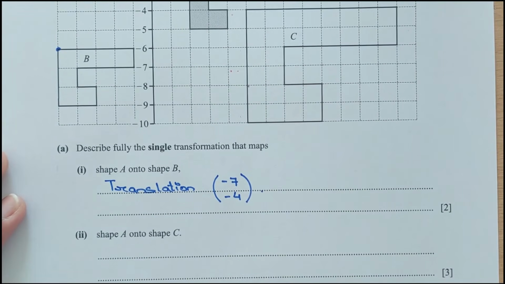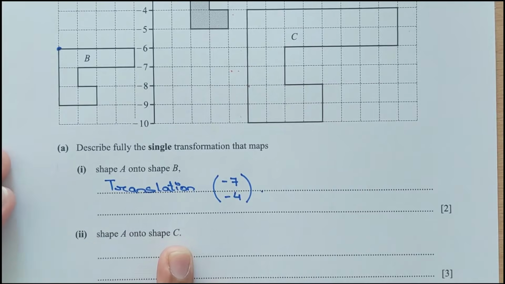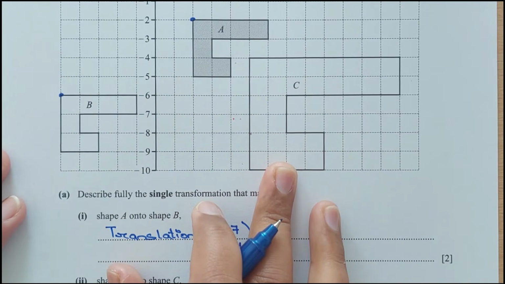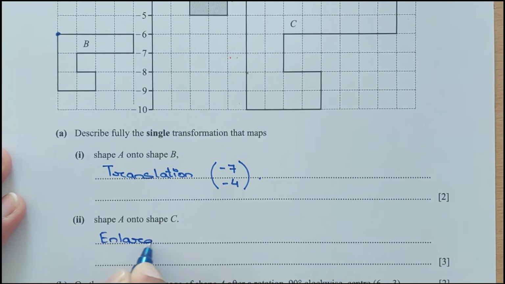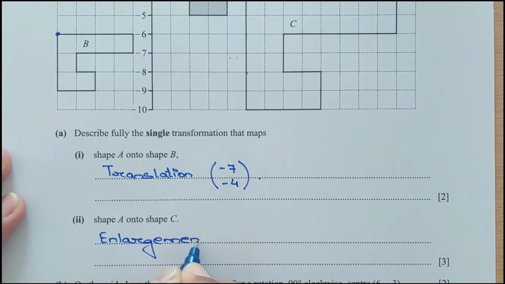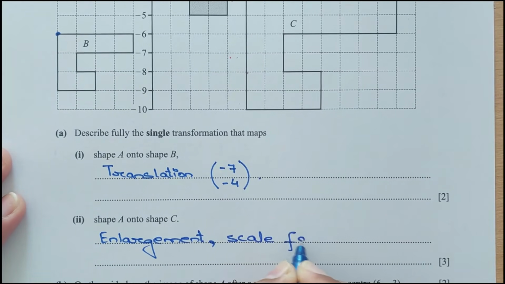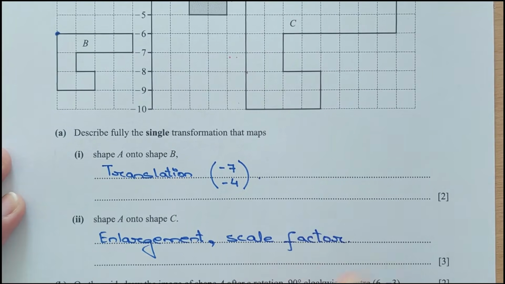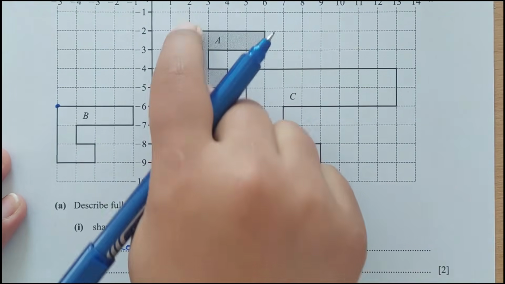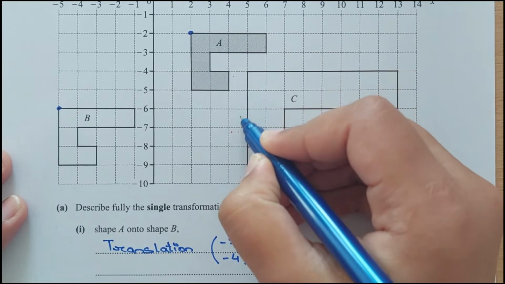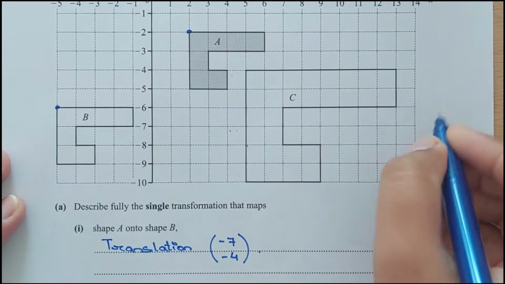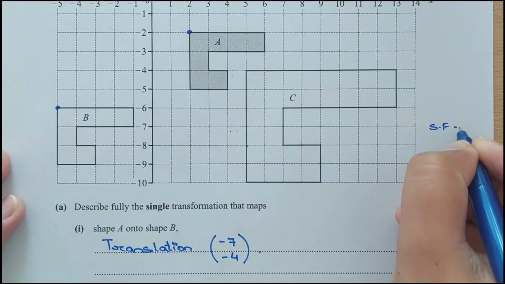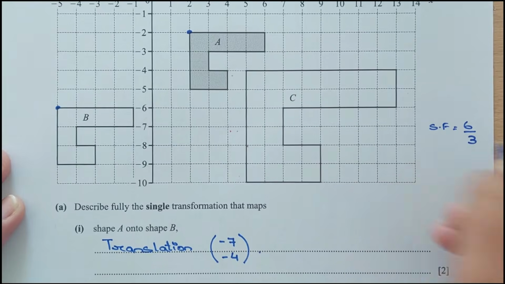Now, the second part, shape A onto shape C. A to C is an enlargement. Now, what is the scale factor of the enlargement? We can find the scale factor by doing new divided by original. The new is 1, 2, 3, 4, 5, 6 units, and the original is 1, 2, 3 units. So the scale factor is 6 over 3, which equals 2.